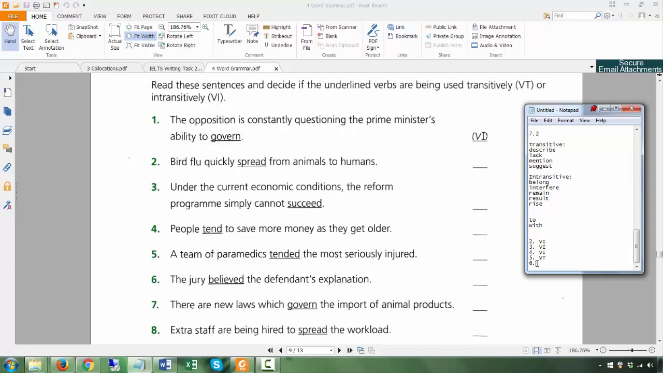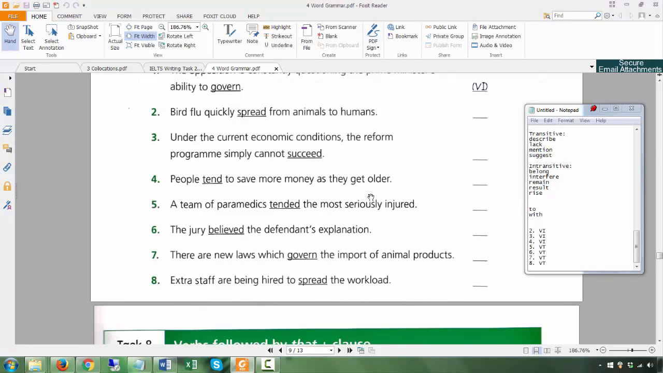6. Believe something, so it's transitive. 7. Govern the import. The import is the object. You govern something. It's transitive. As you can see, this is an intransitive use. This is a transitive use. 8. Spread the workload. That's transitive. And this is transitive use. This is the intransitive use. Right?